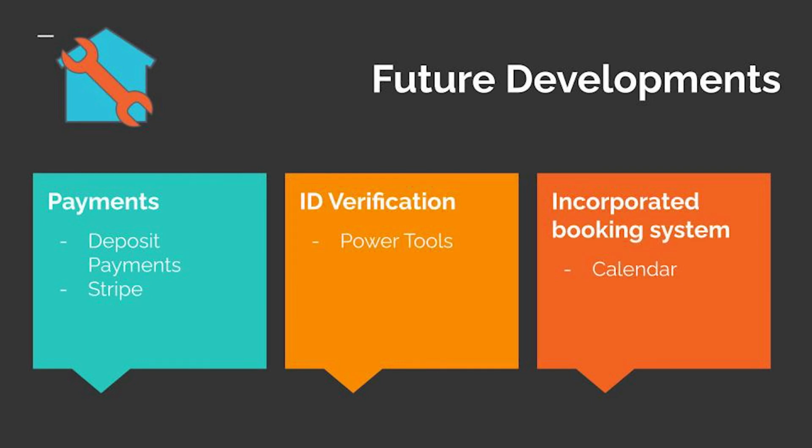Next, ID verification, so power tools and having the right certification for certain tools that are on our app would be the next step, and potentially being 18 plus to actually use it. And then finally, we'd want to incorporate a booking system or a calendar just so we have more of an idea of when things are available, when they're not available, and you can do it all through the app. So that would be the next steps for Toolshed.